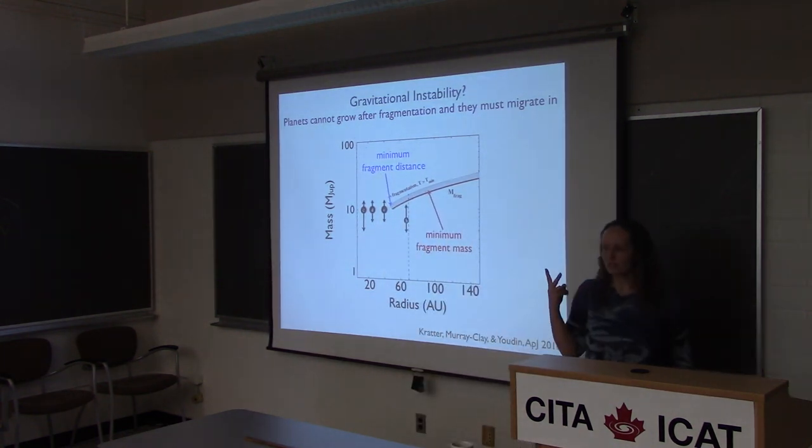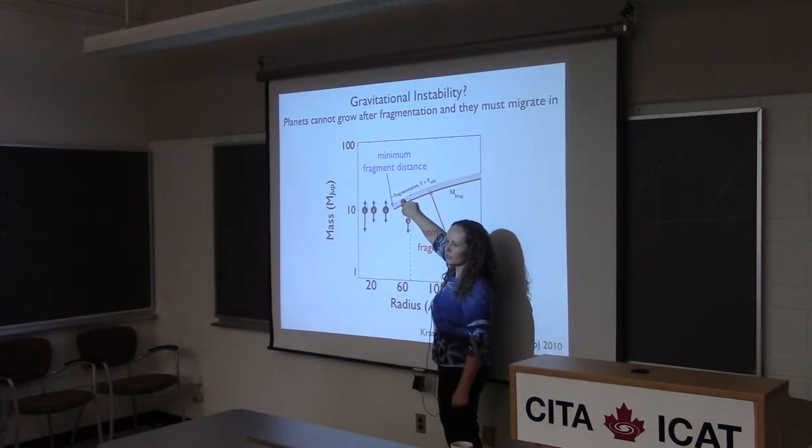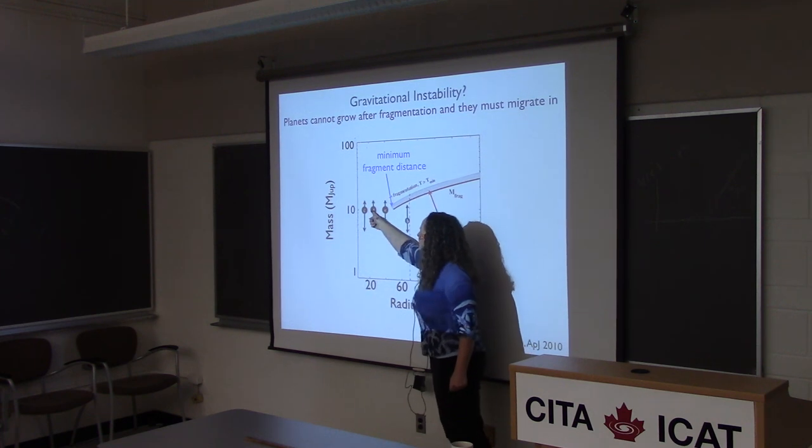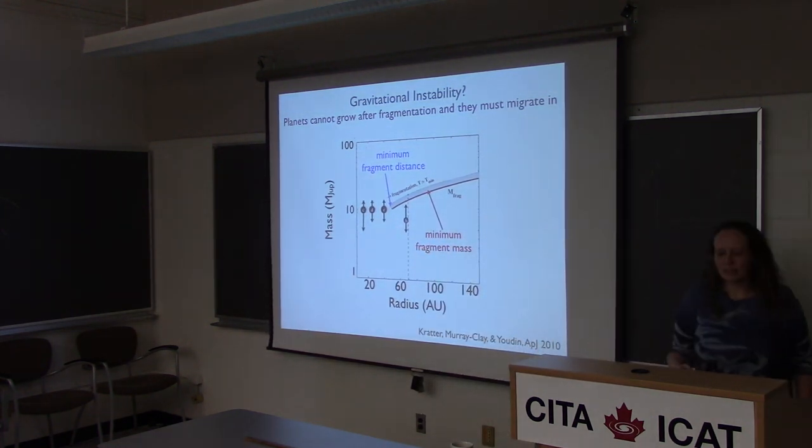But you need to do two things. The first one is they can't grow any faster. They can't grow anymore after they fragmented. And then they have to migrate in a little bit. So let's think about the second one. Maybe they did migrate in a little bit.